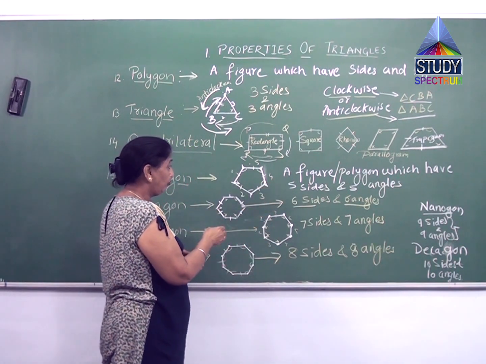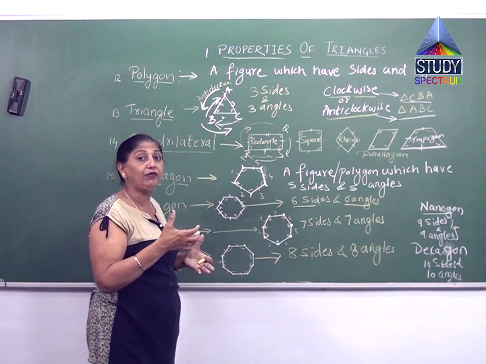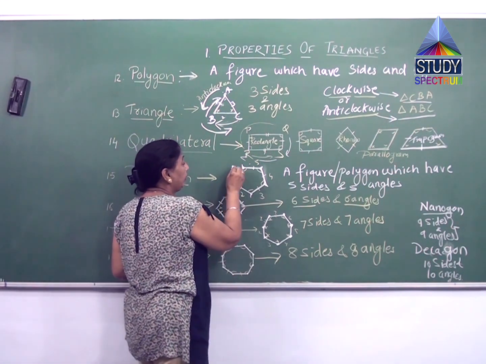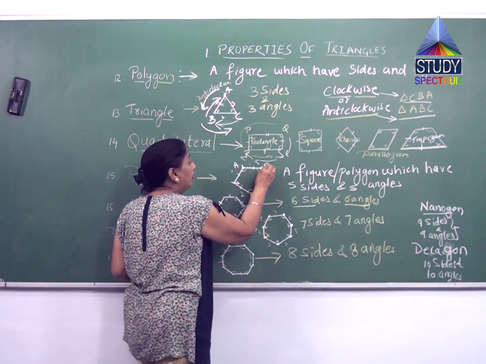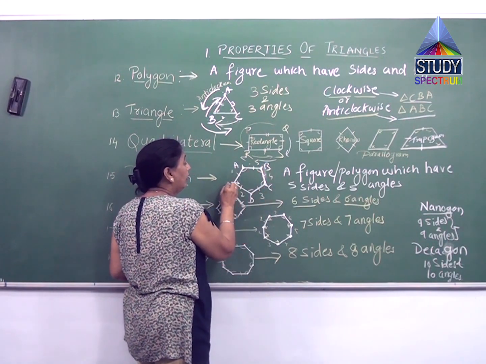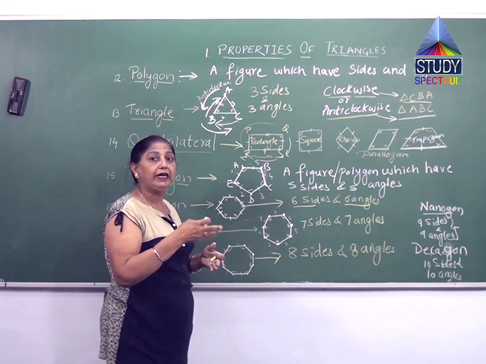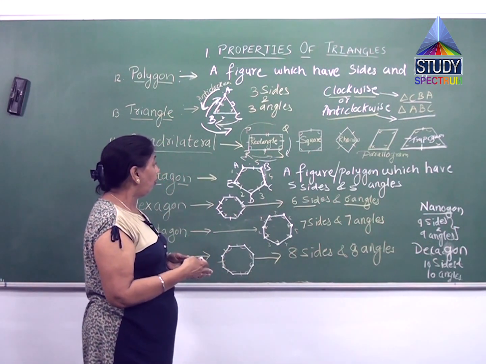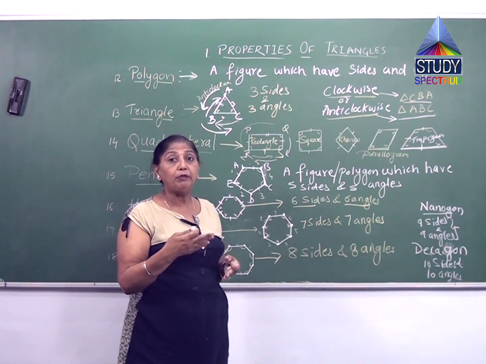By the name we'll come to know which side of the figure we are talking about. So here also, if I want, I can give A, B, C, D, E, and I can name them clockwise or anti-clockwise. Hope so now you are clear with all the polygons.